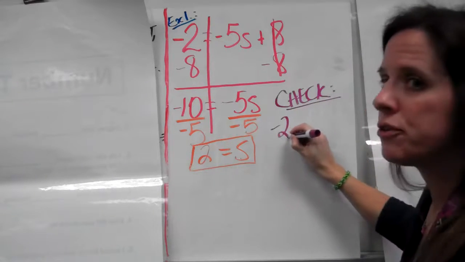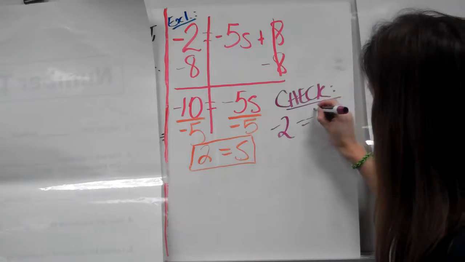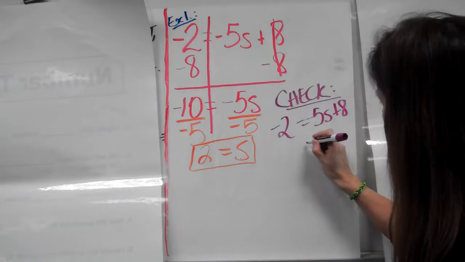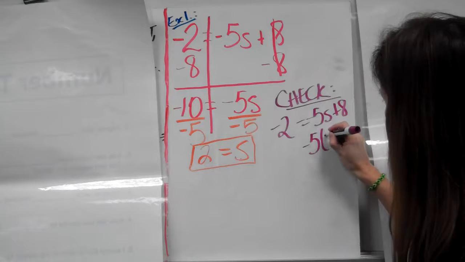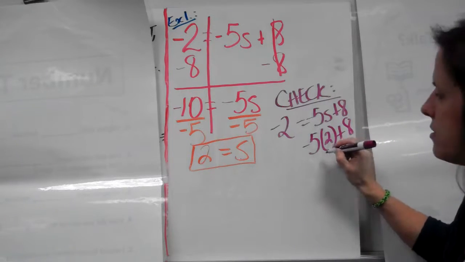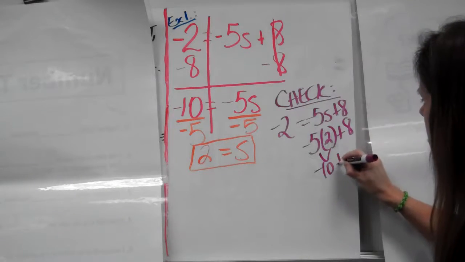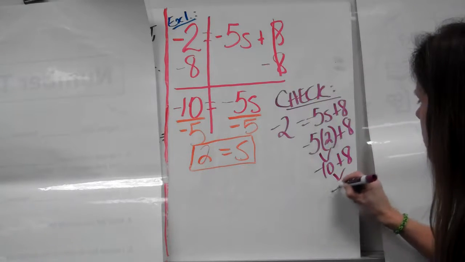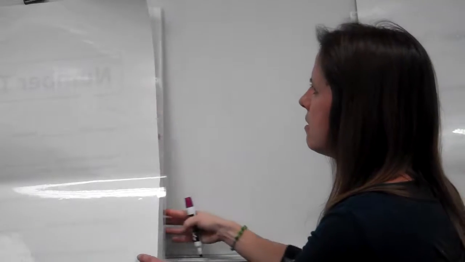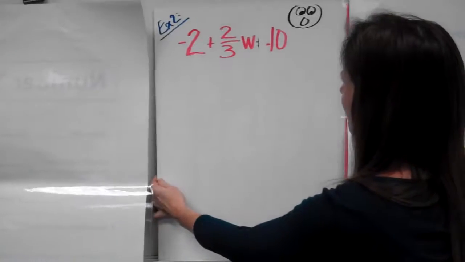So go back to your original equation, which is negative 2 equals negative 5 times s plus 8. And we're going to put in a 2 for our s. Negative 5 times 2 is negative 10. Plus 8 is a negative 2. So we're good. Okay? That's 2 examples there of some two steps that you might see. And here's our third and final example.